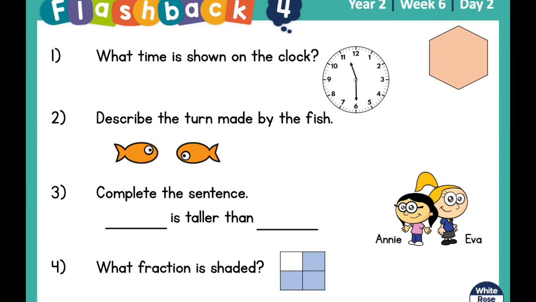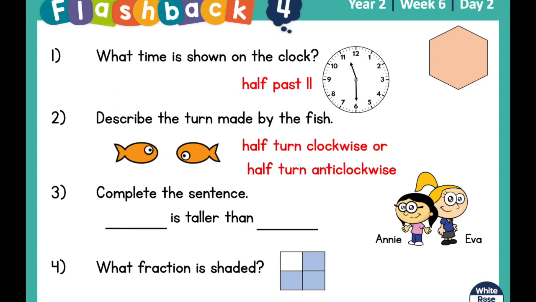Question 1 then, what time is shown on the clock? And the answer is 11:30. Question 2, describe the turn made by the fish. We can see it's completely upside down, so it's either made a half turn clockwise or a half turn anti-clockwise.